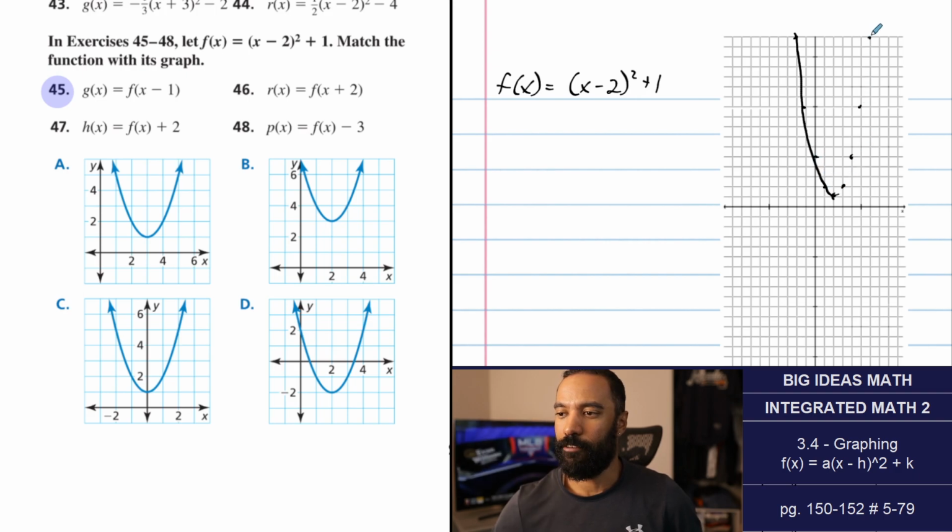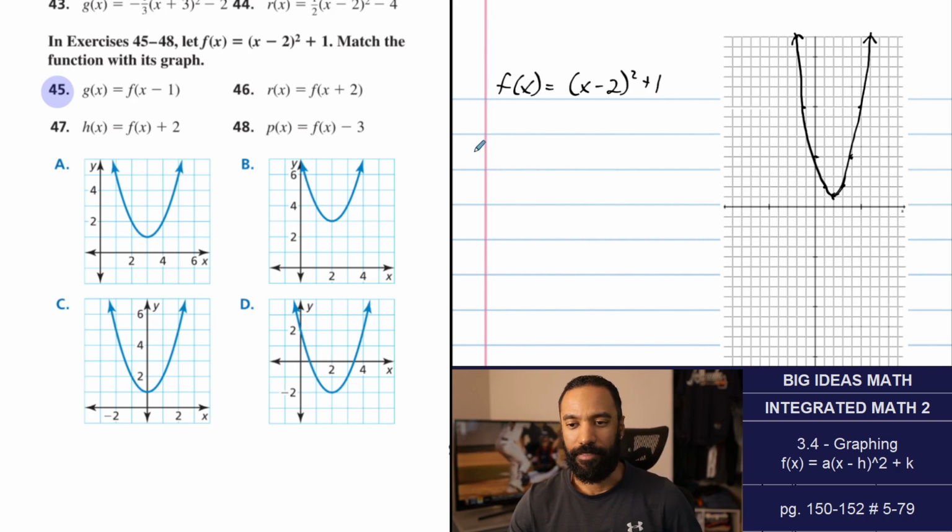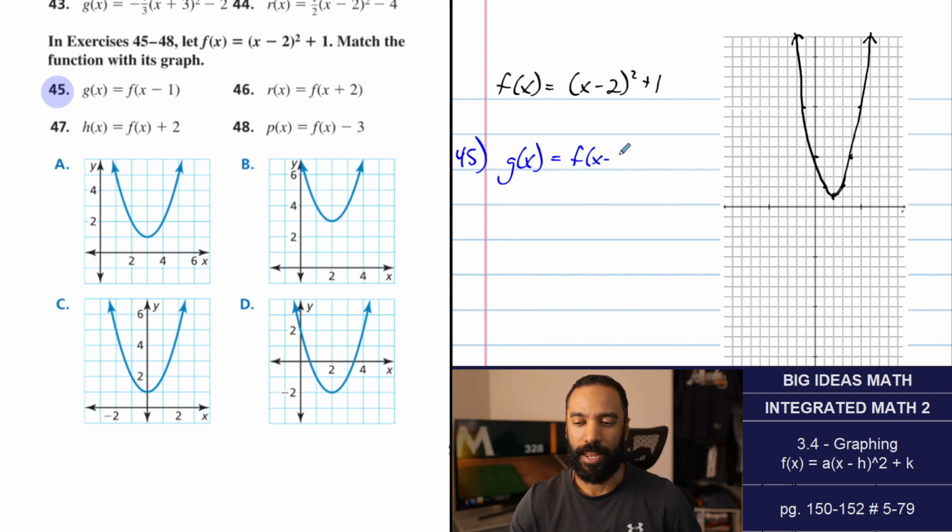Now what we're going to do is look at 4 graphs with 4 different equations. They don't show them in their raw form. They show them compared to f of x, and we can maybe look off of that. They don't ask us to graph. They just say to match it. But number 45 has g of x equals f of x minus 1.